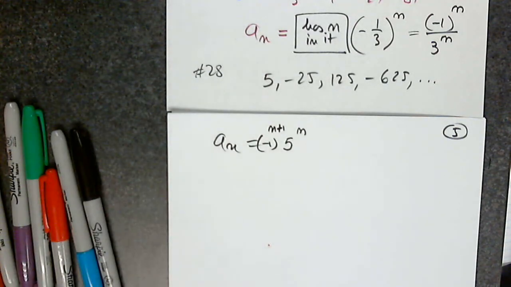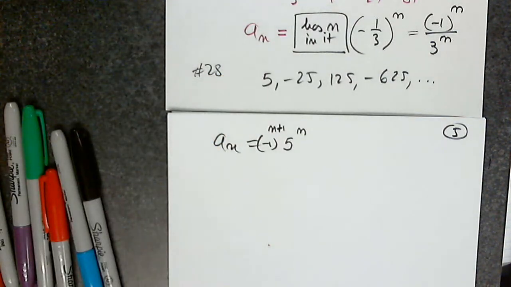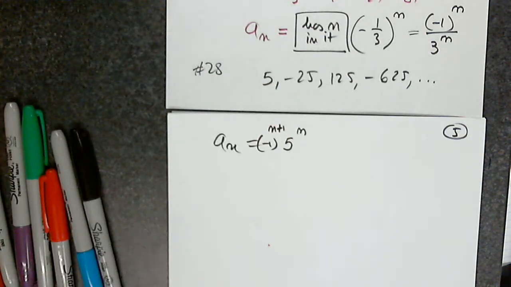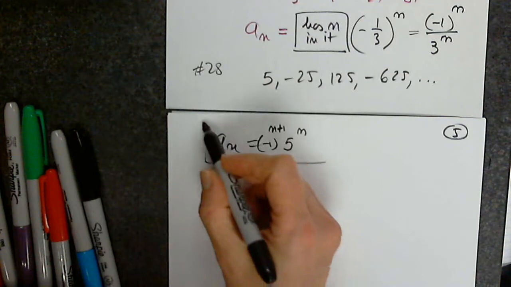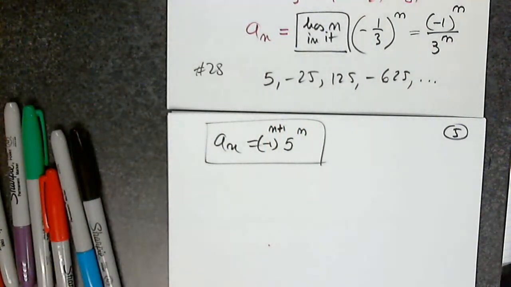Let's try now. When n is 1, that power is 2, and it kills the negative sign. When n is 2, I have power 2 plus 1, which will stay negative. When n is 3, I have n plus 1, which is 4. That will change this into positive. Is that clear? Yes? Okay. That is the general term of this sequence.